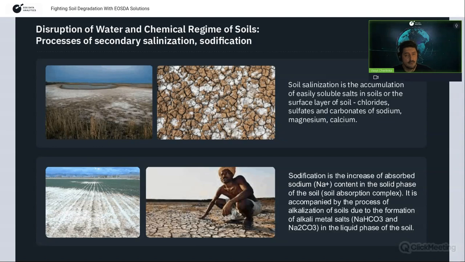FAO data shows the world irrigated land area is about 220 million hectares. However, when irrigation system projects or operation rules are bad, side effects such as secondary salinization and solidification occur. These factors contributed to the demise of the ancient Sumerian civilization. In a hot climate, the sun evaporates water and the salts dissolved in the water remain in the upper layer of the soil. This is a completely anthropogenic effect and must be eliminated.